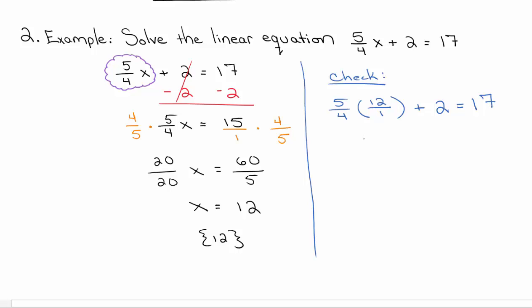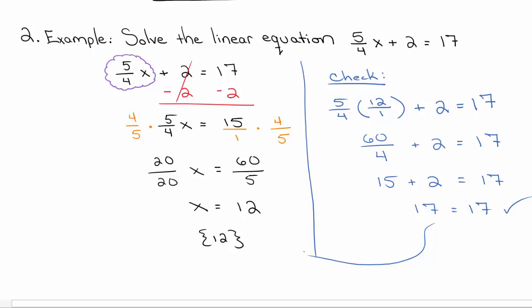So 5 times 12 is going to give me 60. 4 times 1 is 4. Plus 2 is equal to 17. 60 divided by 4 is 15. And 15 plus 2 is going to give me 17. 17 is equal to 17. So since this is a true statement, that means that yes, this is our final answer. 12 is the solution to this equation.